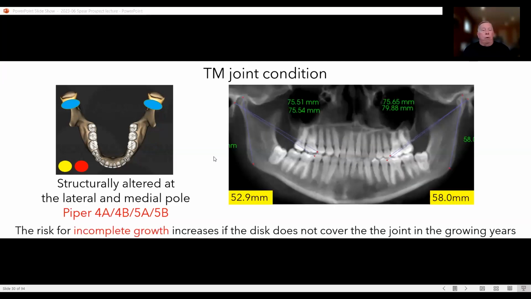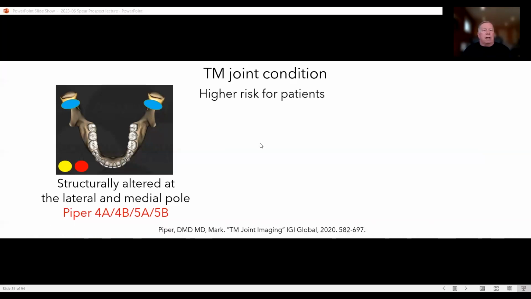Now, there's one other thing we want to talk about. If the disc isn't covering the bone in the growing years, we have an increased risk that the bone doesn't grow completely. If you take a look at this case, the ramus length on the right side is almost 53 millimeters, and it's 58 on the left side. You've got a 5 millimeter ramus length discrepancy, pretty significant when you start to take a look at the occlusion and the facial aesthetics on this case. We're going to come back and take a look at this case again in just a second.